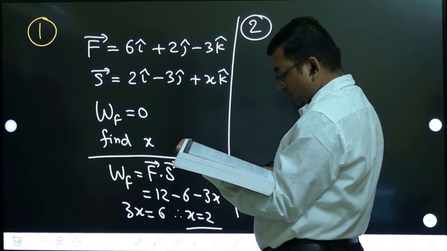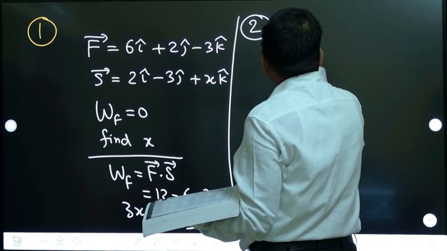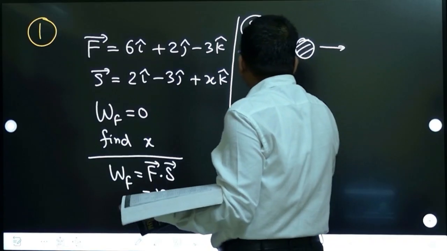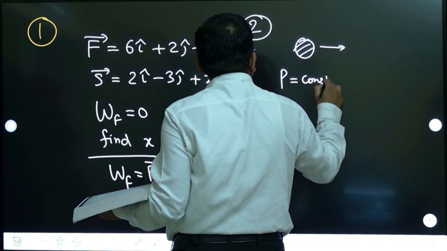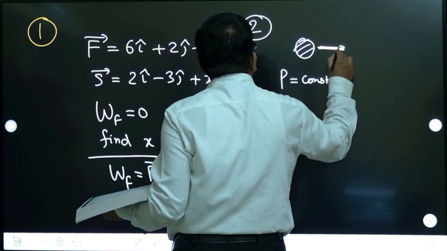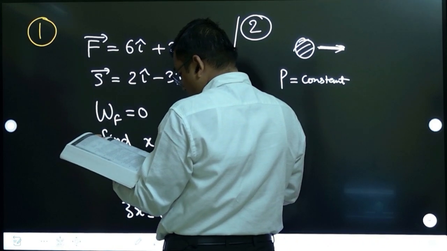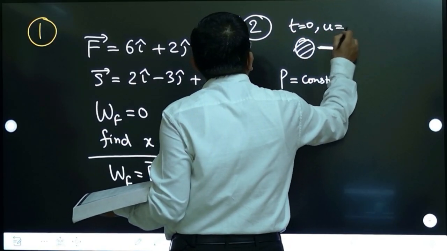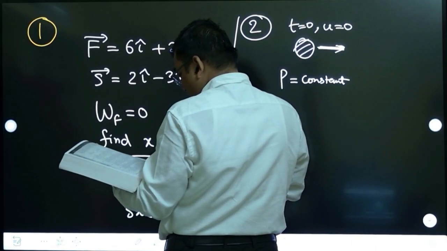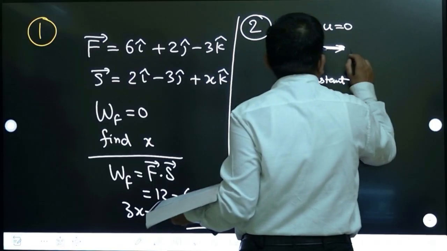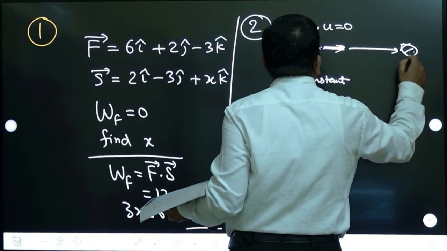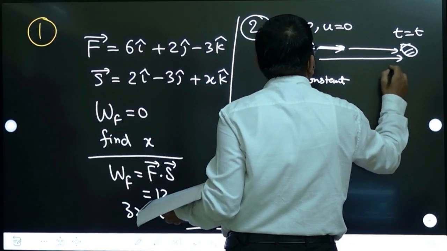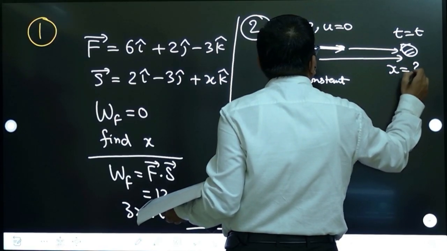Question number 2. A body is moving unidirectionally under the influence of a power. So a body is moving in this direction, and the power is given as a constant power. It is going only in one direction. If the body started from rest at time 0, its initial velocity is 0. After traveling some distance, time is equal to t. What will be the position in terms of t?